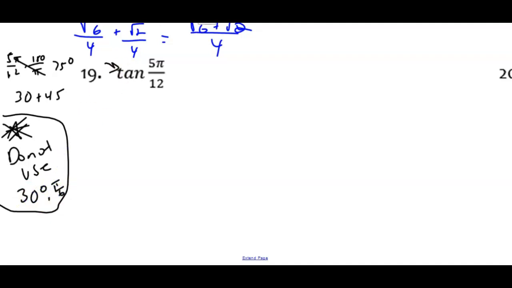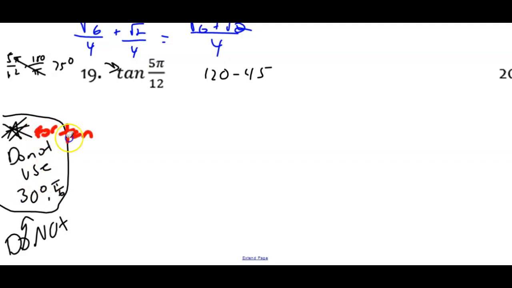Find another angle. All right, so let's make 75 another way. Let's do subtraction. How about 120 and 45? We'll do 120 minus 45 because that'll give me 75. Again, with tangent, do not use 30 degrees. I don't know how much more clear to make that. Write this down so when you do it, you do not use 30 for tan. Okay. I think you got it.